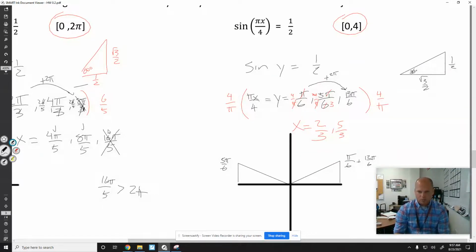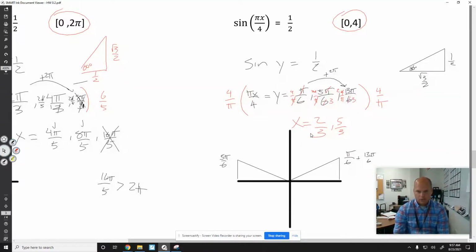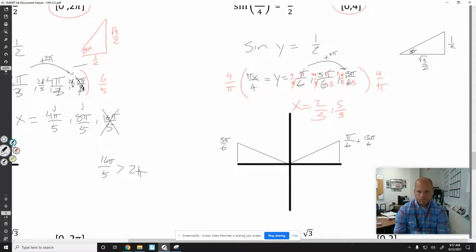Watch what happens when you multiply this by 4 over pi. That turns into 2. That turns into 3. 2 times 13 is 26. The pi's cancel. 26 thirds. Is that between 0 and 4? Actually, no, it's not. I'm getting you ready to go around the circle for one of these questions, but not yet.